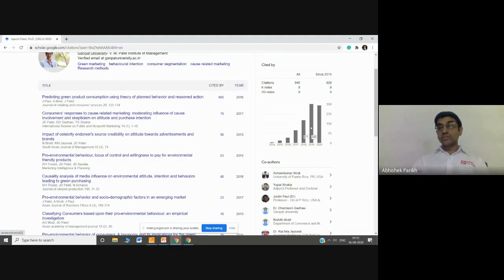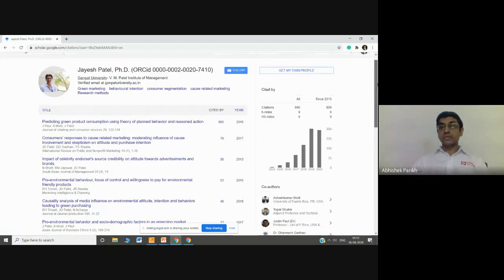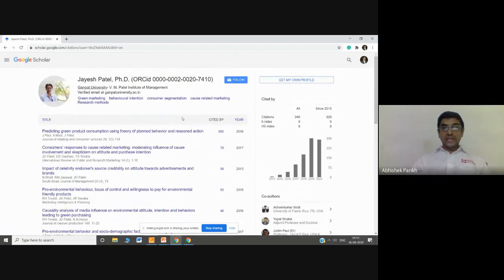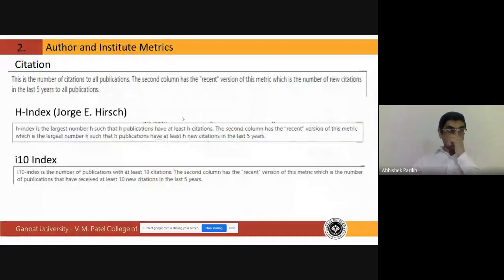Here is the year-wise progress shown, right? So if we talk about 2018, 175 citations, then in 2019, 300 citations, and 2020, which is not yet completed, so probably it is 300 plus, of course. So it is showing continuous improvement of the research contribution by Dr. Jayesh Patel in the area of his expertise, right? So this is just one example for your understanding.